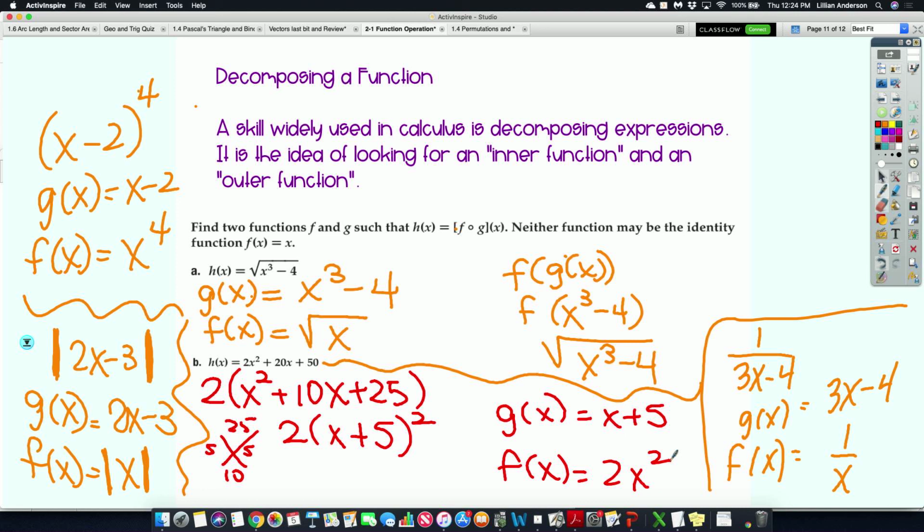Now, some of these are not just one cut and dry answer. Some of y'all may see it a little bit differently, but as long as I take your inside function and plug it into your outside and I get the final result, and it's not x, then we're good.